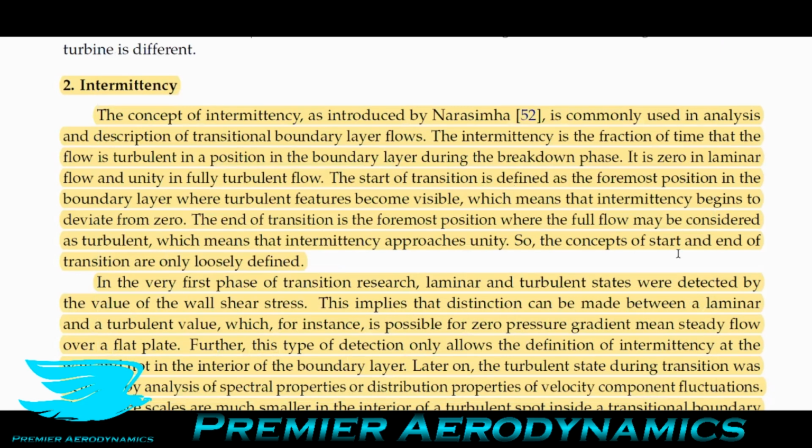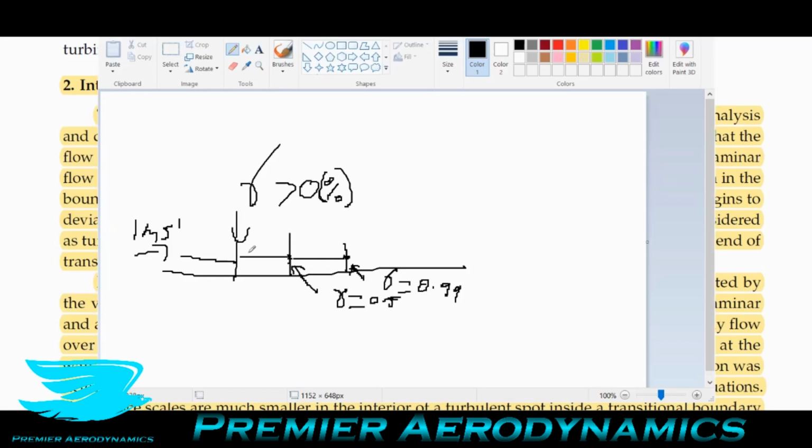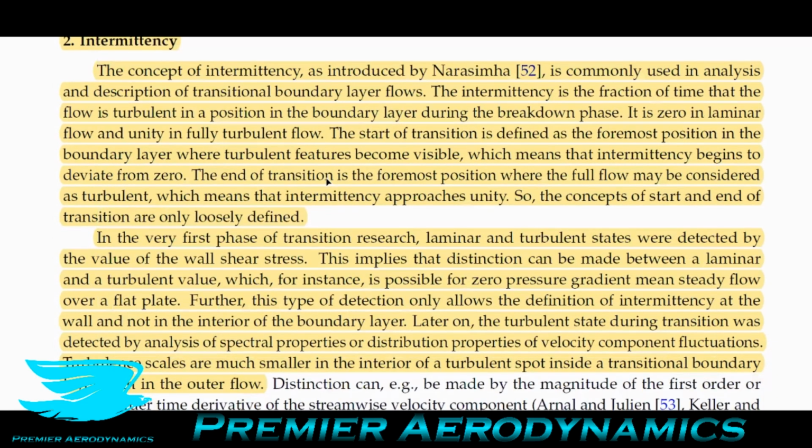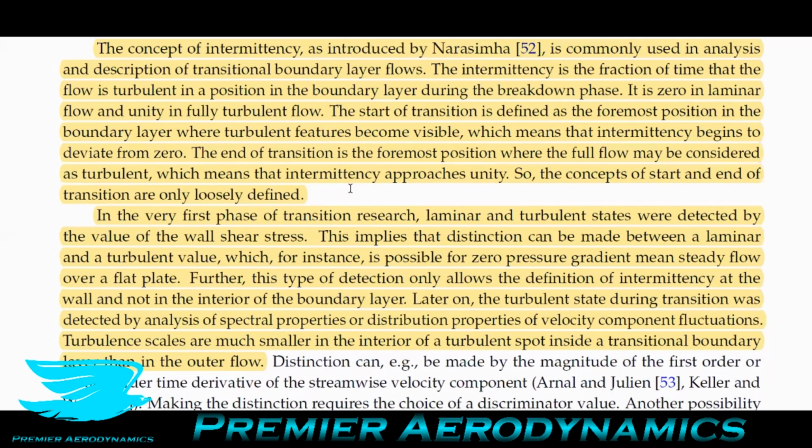So the concepts of the start and end of transition are only loosely defined, because it really depends on how well you can pick up these disturbances and how you classify them. In the very first phase of transition research, laminar and turbulent states were detected by the values of the wall shear stress. This implies that the distinction can be made between a laminar and a turbulent value, which for instance is possible for zero pressure gradient mean steady flows over a flat plate.